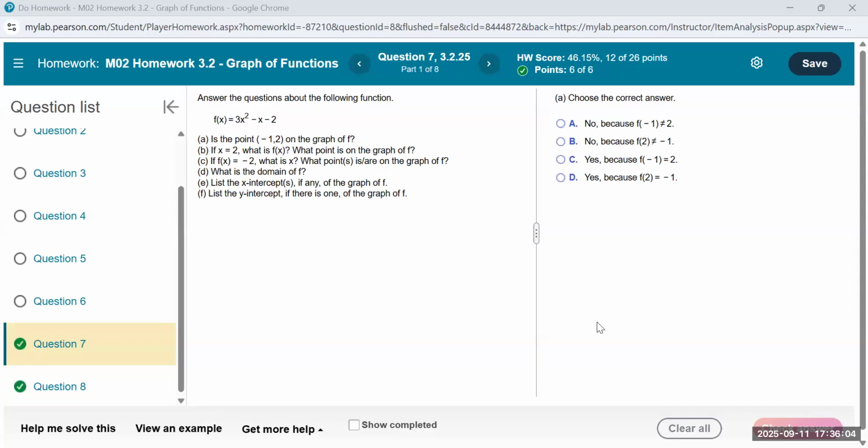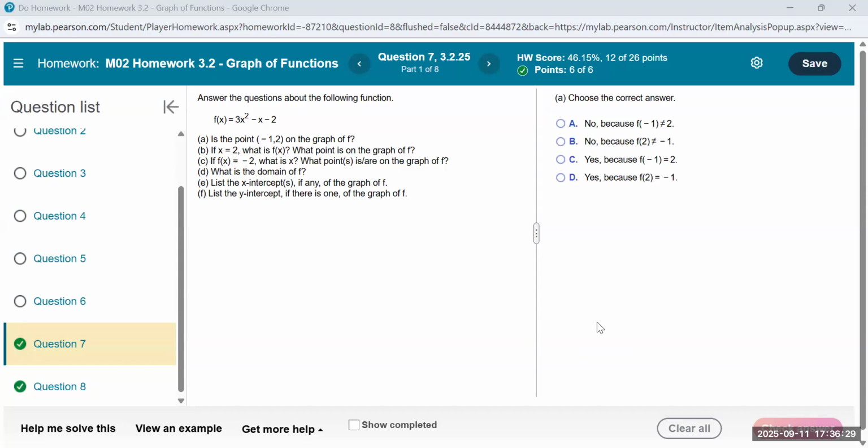Okay, let's look at how to solve this function. All right, how to answer the questions about the following function. So we have f of x is equal to 3x squared minus x minus 2, and this is a quadratic function. Now for the a part, is the point (-1, 2) on the graph of f?